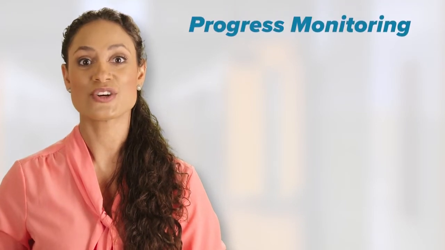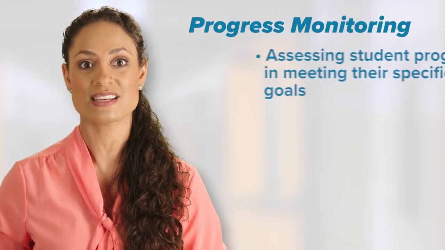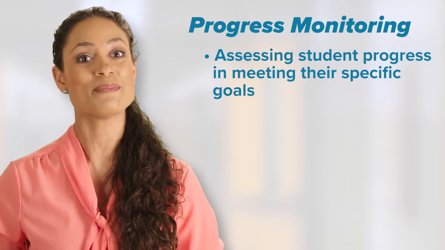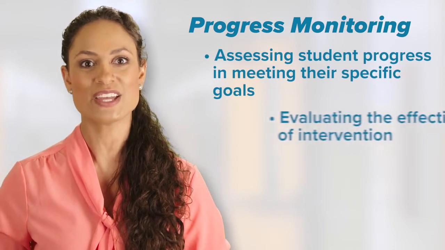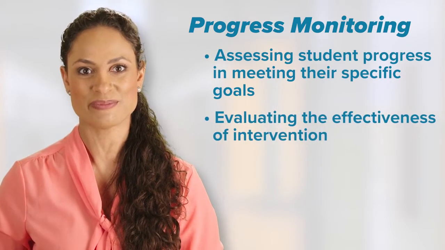Welcome to the JCPS series on elementary school multi-tiered systems of support for behavior. The focus of this module is on how student intervention teams prepare for and implement progress monitoring for behavior. Progress monitoring is the term we use to describe the processes of assessing student progress in meeting their specific goals and evaluating the effectiveness of intervention.